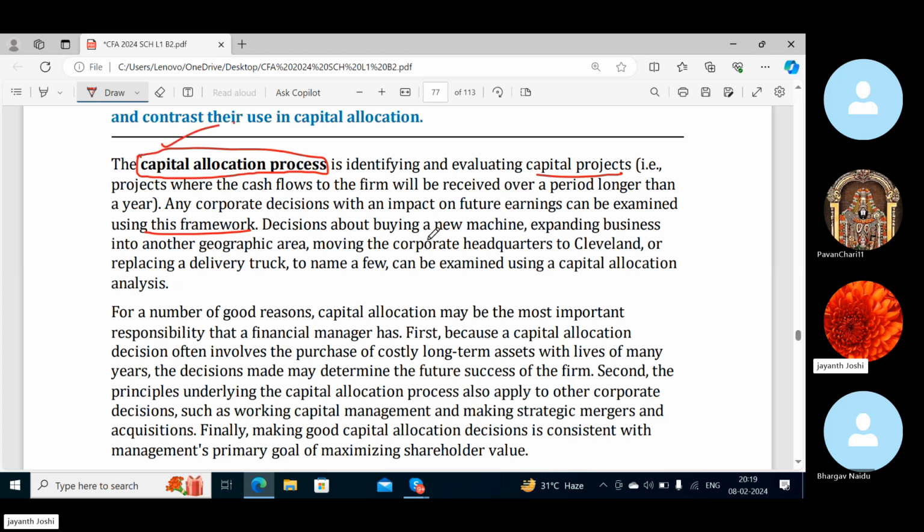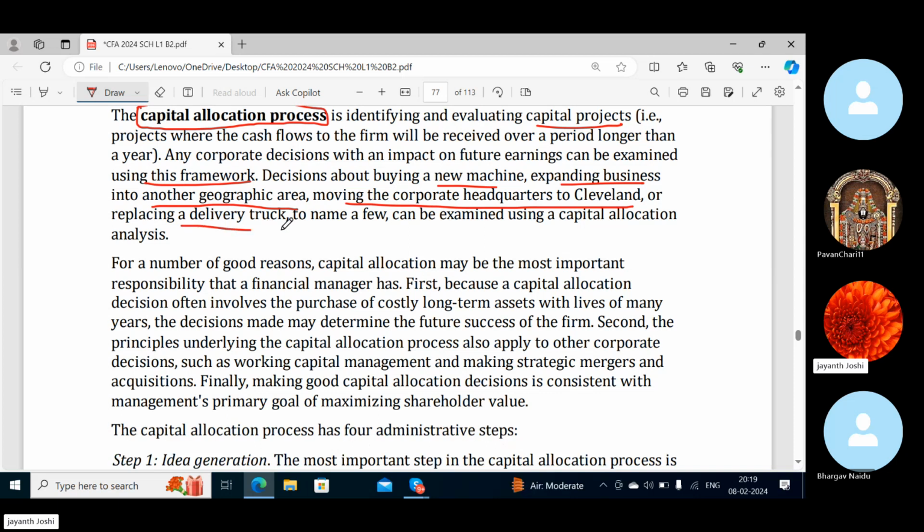Now, decisions about buying a new machine, expanding the business into another geographical location or area, moving the corporate headquarters to Cleveland, a city in the US, or replacing a delivery truck, to name a few, can be examined using a capital allocation analysis. For all these purposes, you require a huge amount of money or capital, and then you have to do the analysis, because you are going to allocate your capital for all these activities.